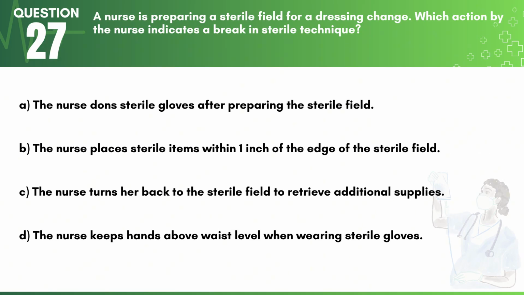Question 27. A nurse is preparing a sterile field for a dressing change. Which action by the nurse indicates a break in sterile technique? A. The nurse dons sterile gloves after preparing the sterile field. B. The nurse places sterile items within 1 inch of the edge of the sterile field. C. The nurse turns her back to the sterile field to retrieve additional supplies. D. The nurse keeps hands above waist level when wearing sterile gloves.